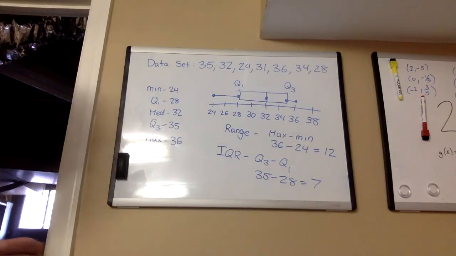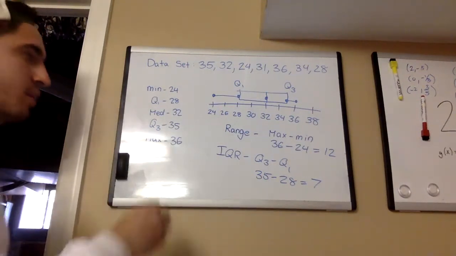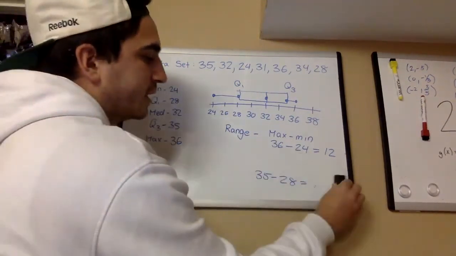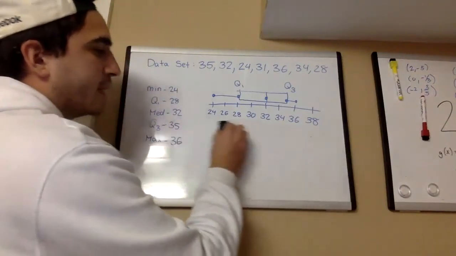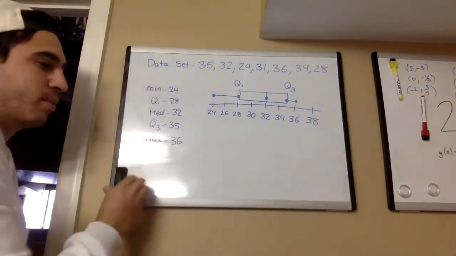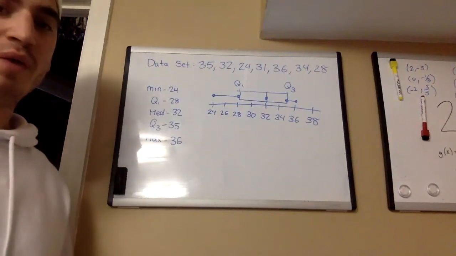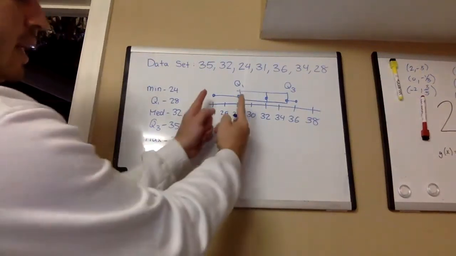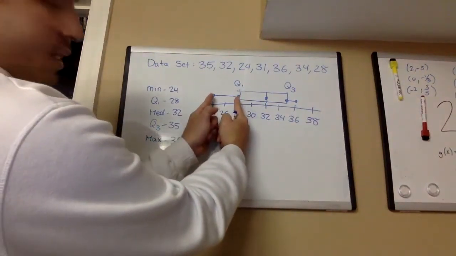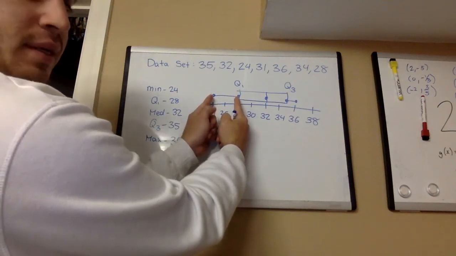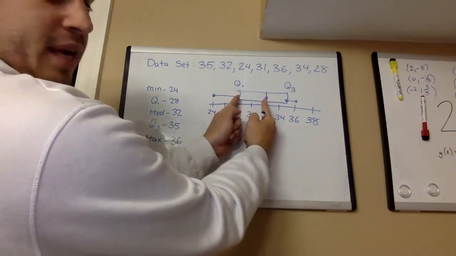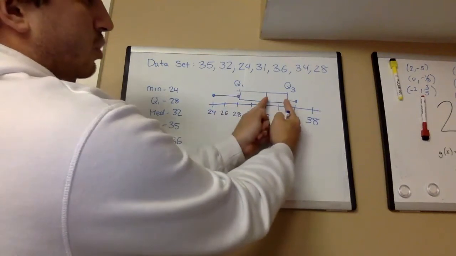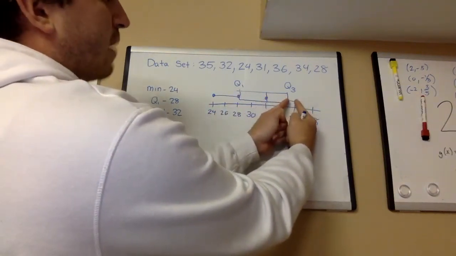The last thing that you need to know is that each section of a box plot, no matter how big, how small, is always going to be 25%. So notice how right here, that is one section. That is 25%. This is the second section. That's 25%. 25% and 25%.